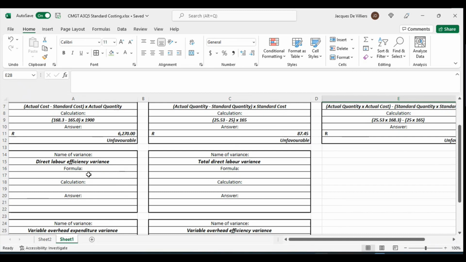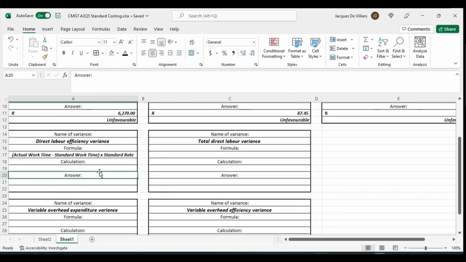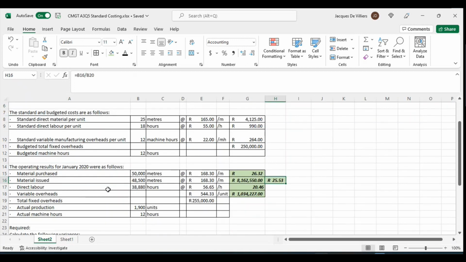Let's look at the direct labor efficiency variance. Well, once again, we can get the formula from the textbook. It says it's the actual work time minus the standard work time multiplied by the standard rate. So now let's have a look at that. The actual work time is 20 hours and 0.46. It's not 46 minutes, but 20.46 hours. Is it? Yes, it is.